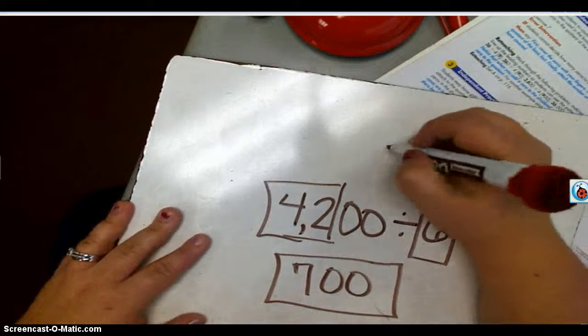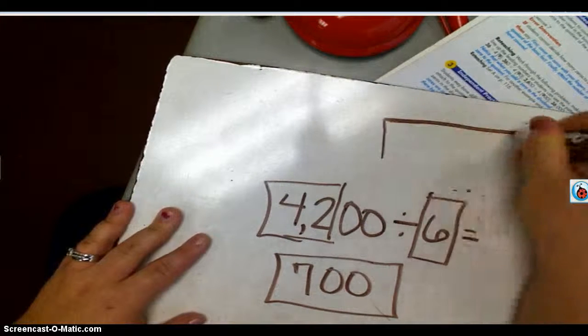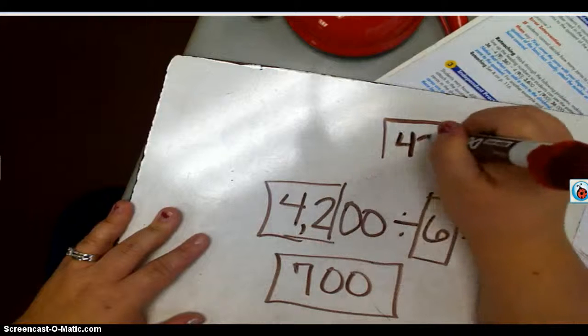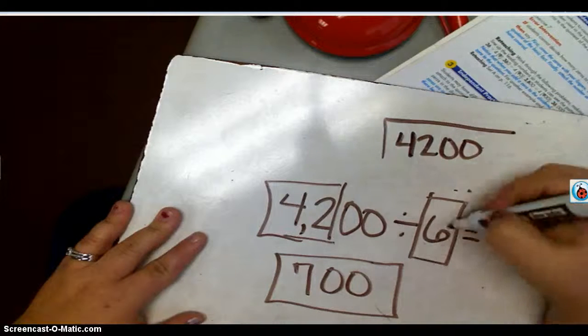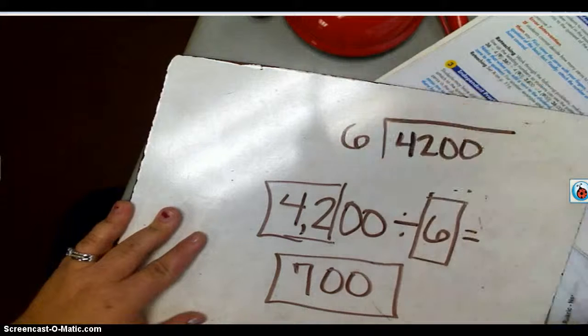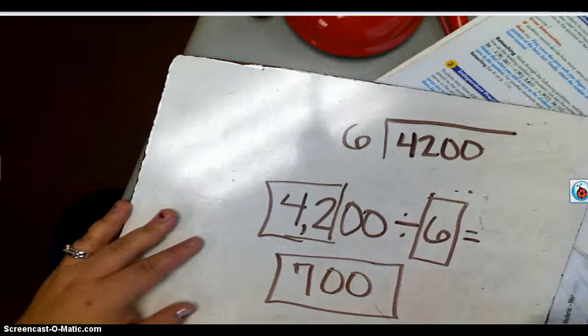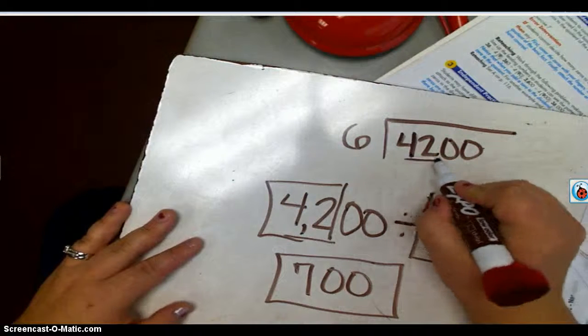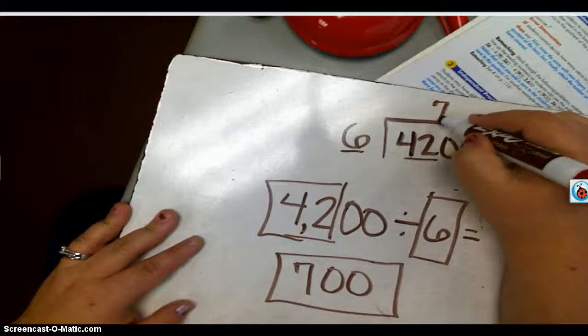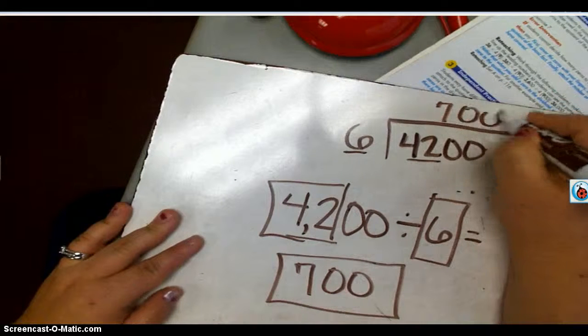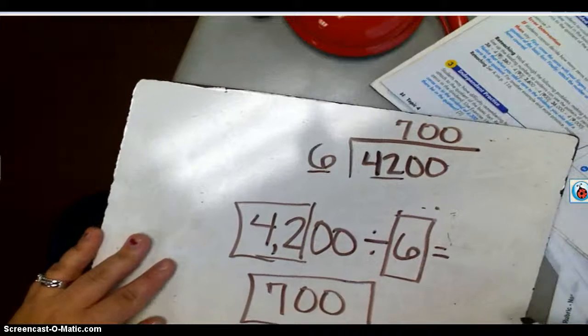If I would write this using the division bracket, my first number is always listed inside the bracket. My divisor, or the second number, is always listed outside the bracket. I can look at this problem the same way. I still have 42 and I still have 6. 42 divided by 6 is 7. I have 2 zeros left over. I'm going to add those 2 zeros.